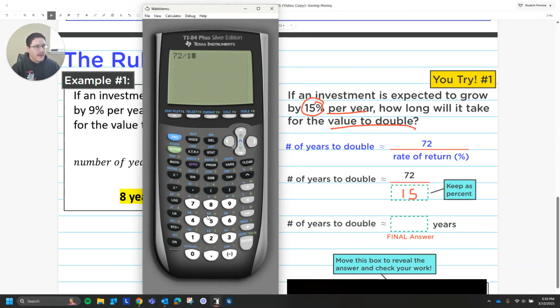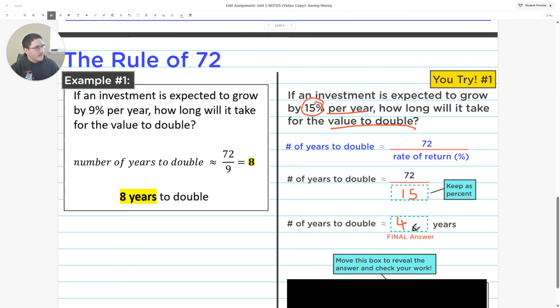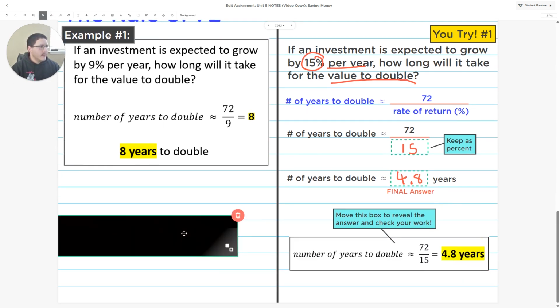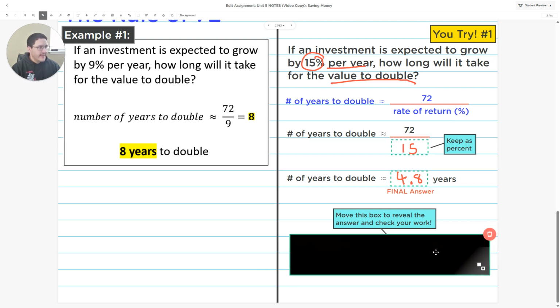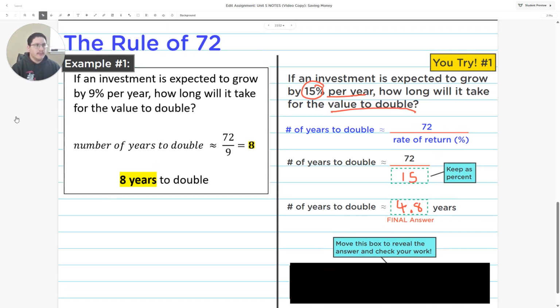So 72 divided by 15 is 4.8. If we were to round this, it would be about 5 years for my investment to double. So for example, if I want 10,000 to turn into 20,000 with its current rate of return per year, if it stays the same, it'll take about 5 years to go from 10,000 to 20,000. Yeah, 4.8 years. And that is it for Try Number 1.